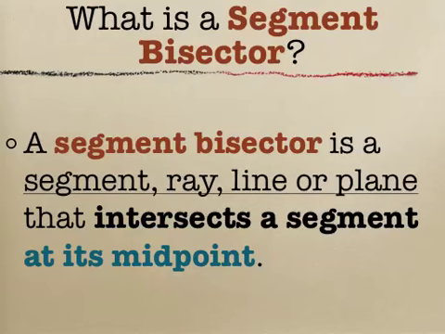What is a segment bisector? A segment bisector is a segment, ray, line, or plane that intersects a segment at its midpoint.